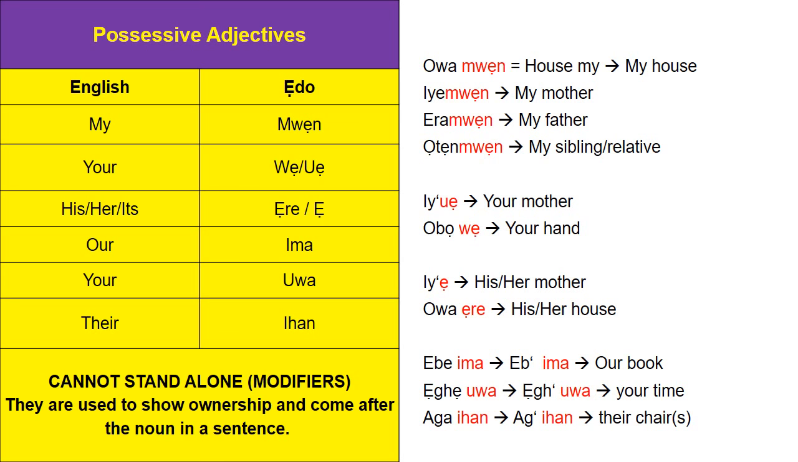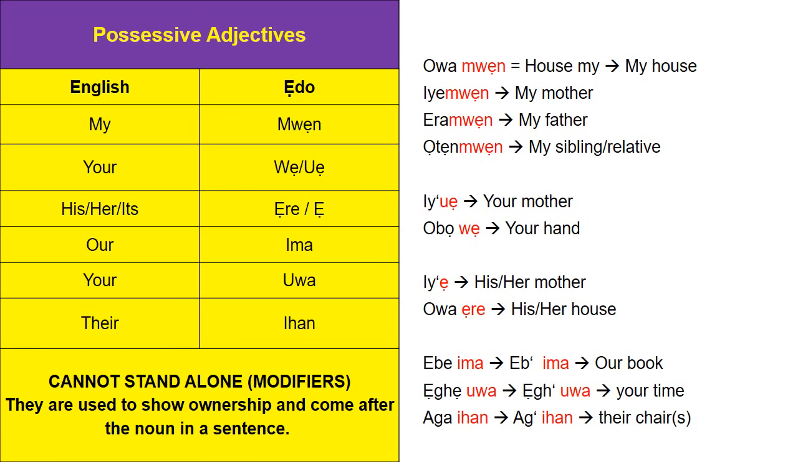So we have owame, which is my house, although literally it is house my, because like I said, the modifier always comes after the noun. And then we have Ijeme, which is my mother, but it's written together, so it's not separated like Uwame. The same goes for Irame or Oteme. But just a quick info on Oteme.